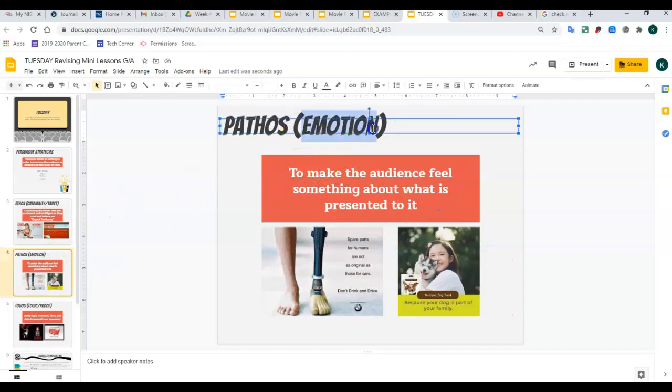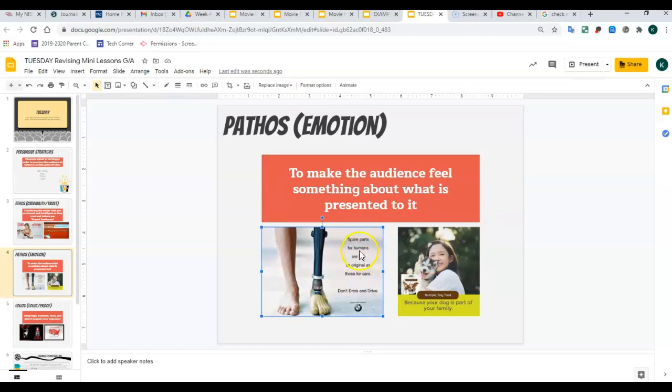This focuses on emotion to make the audience feel something about what is presented to it. So you want your audience to feel either affection for a character, or maybe you want the audience to hurt or to feel, not necessarily feel bad, but maybe get motivated by seeing something. We see this picture of somebody with a prosthetic leg, and it says spare parts for humans are not as original as those for cars. Don't drink and drive. So you want to understand that if somebody drinks and drives and gets in an accident, you're going to change somebody's life forever. So you feel the weight of that poor decision whenever you see this person with a prosthetic leg, that they don't get to use their leg like normal.